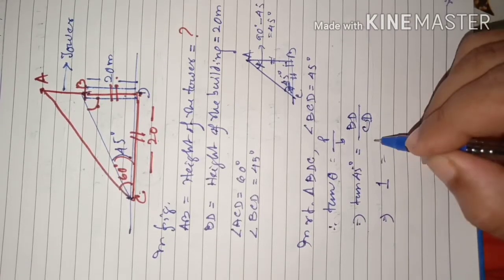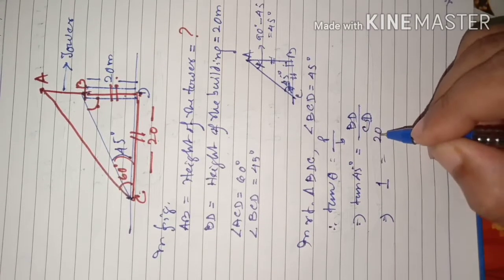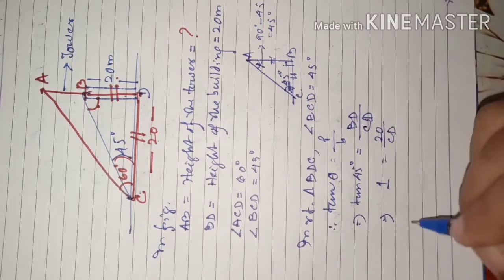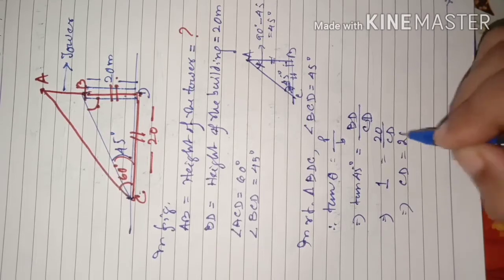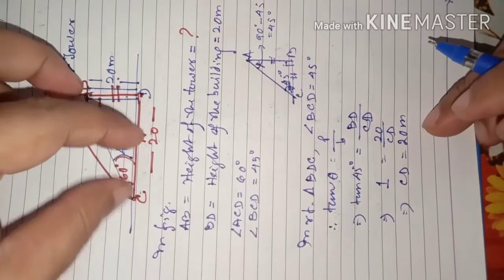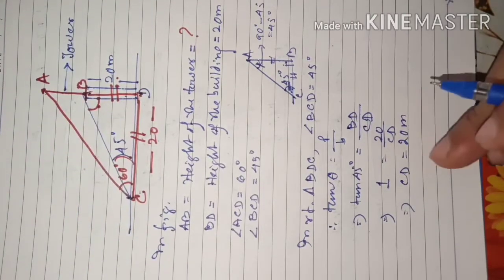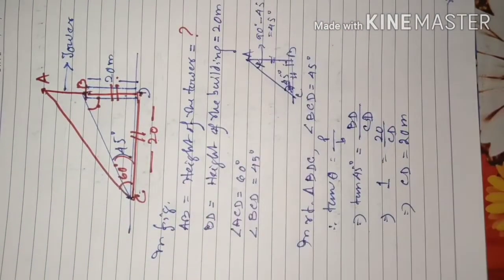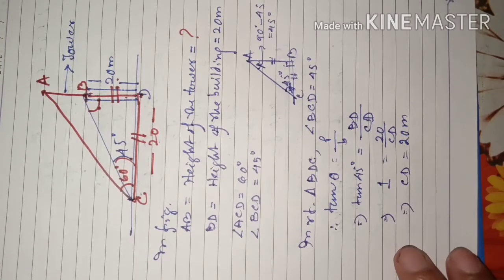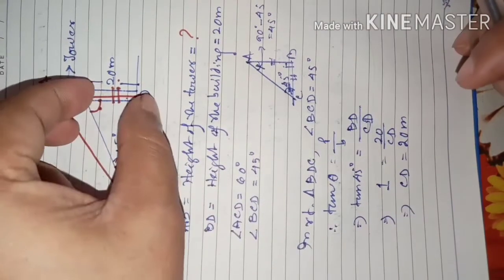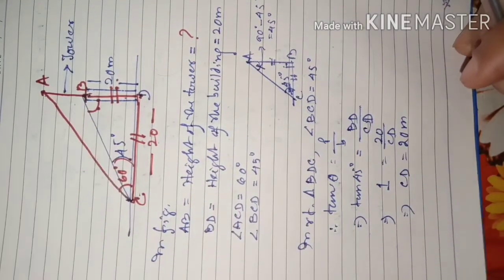So it is equal to BD. BD is 20, so 20 divided by CD. Cross multiplication: CD into 1, CD is equal to 20 meter. So you got CD equal to 20 meter. That's how we get these two sides as equal. Next time, we will not show it like this again. We will directly write that whatever the length of one of these two sides is, that will be the length of the other side also.